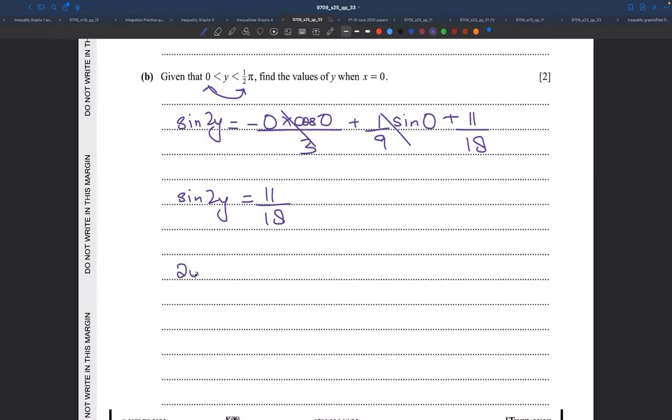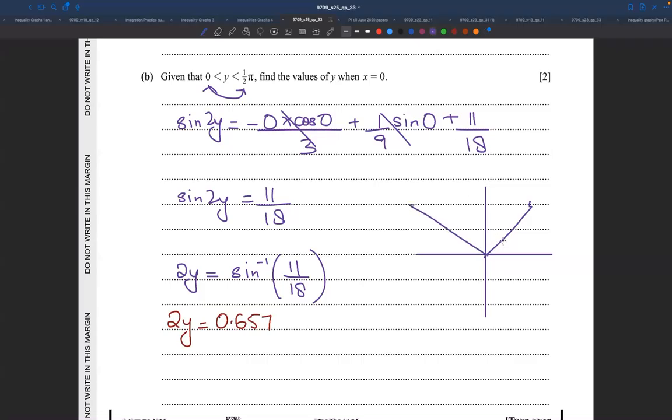So 2y would be equals to sine inverse of 11 upon 18. This is where your calculator comes in handy. One of the values would be, what's the basic angle? Sine inverse of 11 upon 18? 0.657. So you never forget your basics. You will make your basic angle over here and over here.